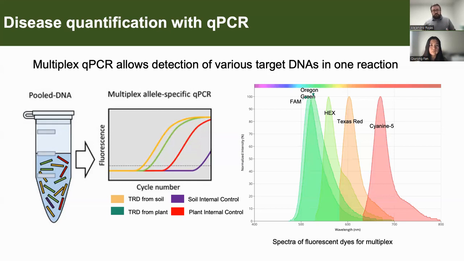So soon we hope to have some data correlating to those three panels that Fan was showing in the previous slides and show how much pathogen is present in the root.